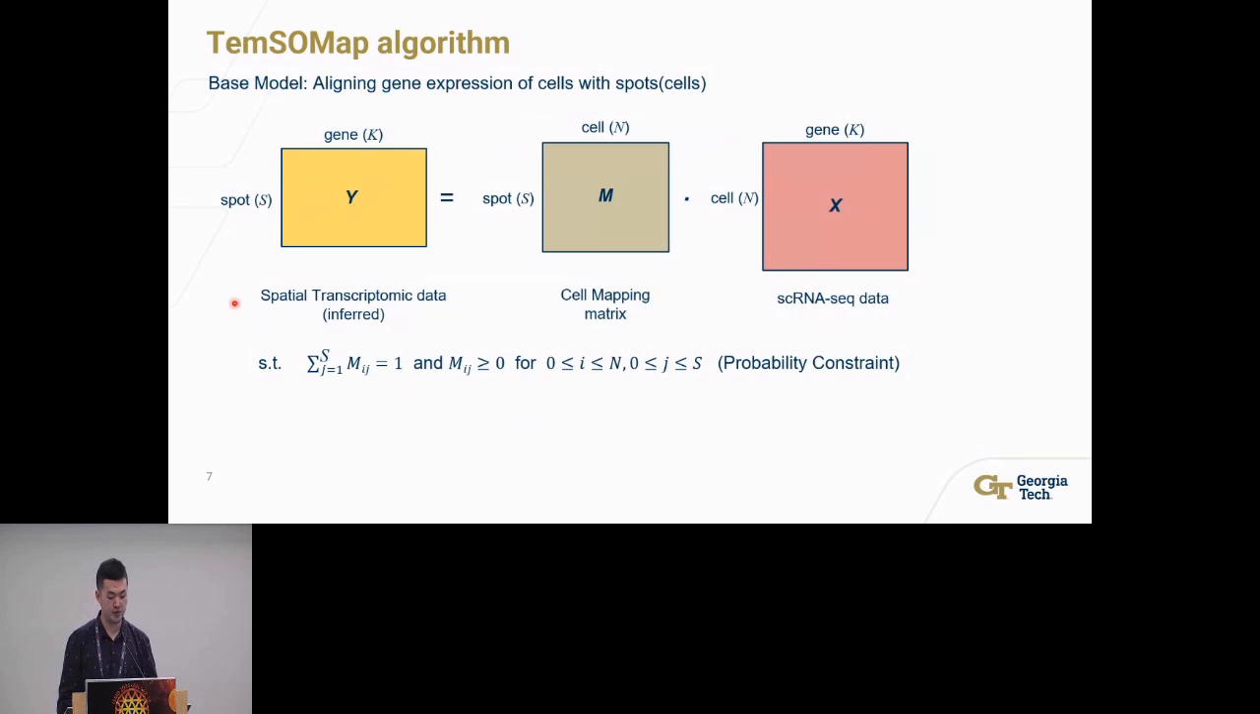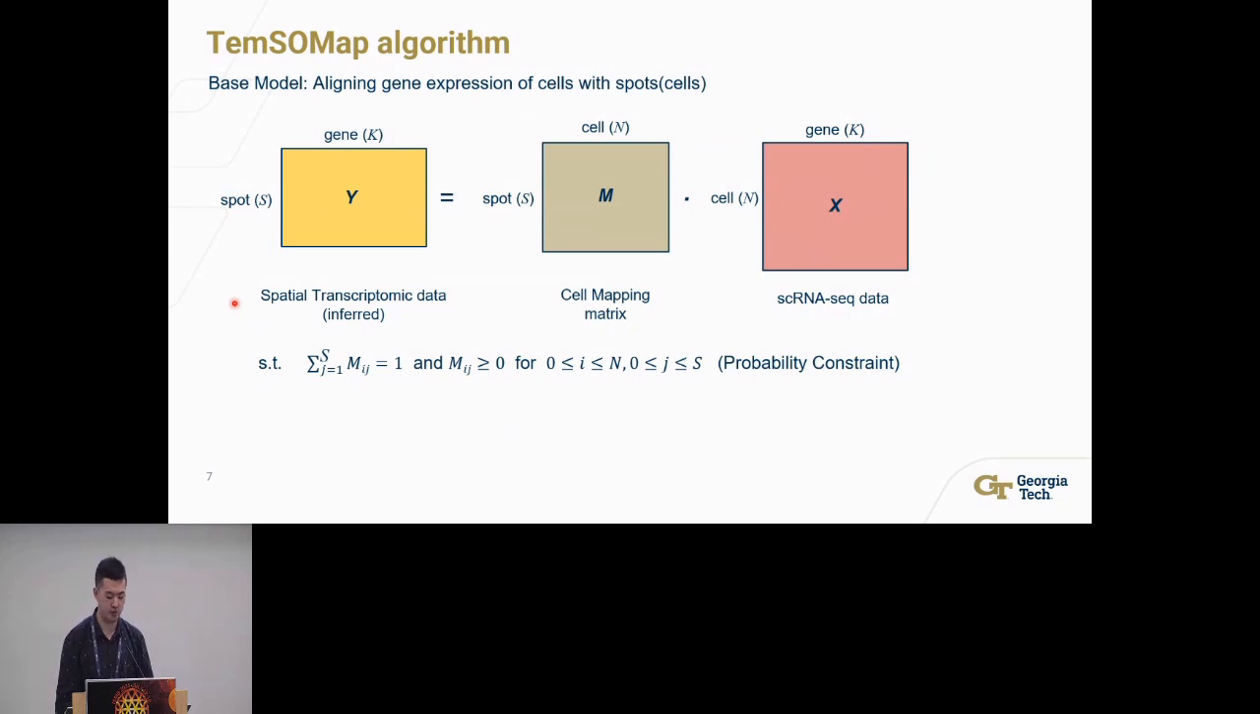So moving on to some mathematics of TemSOMap. The foundation of TemSOMap is to align gene expression of cells with spots. We use a linear decomposition way to model this. So consider a spot by gene matrix Y. We can easily model it by the product of a spot by cell matrix M and the cell by gene matrix X. So here, the cell mapping matrix serves as a transition probability matrix from cell to spot.